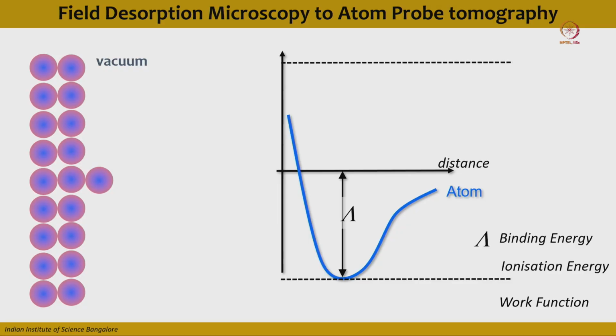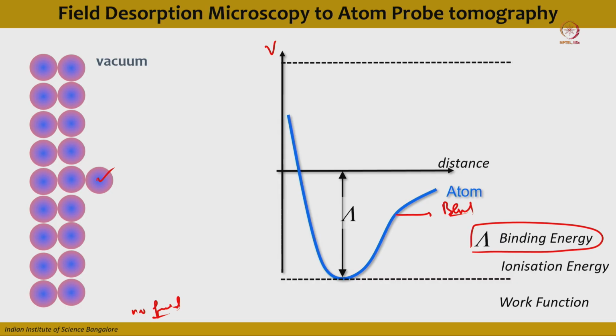On the screen you can see the atomic structure, where there is one atom protruding, and this is with no field. If you see the potential curve for this particular protruding atom, you can see that the potential energy curve corresponds to this blue line. Okay, and this has a certain binding energy.